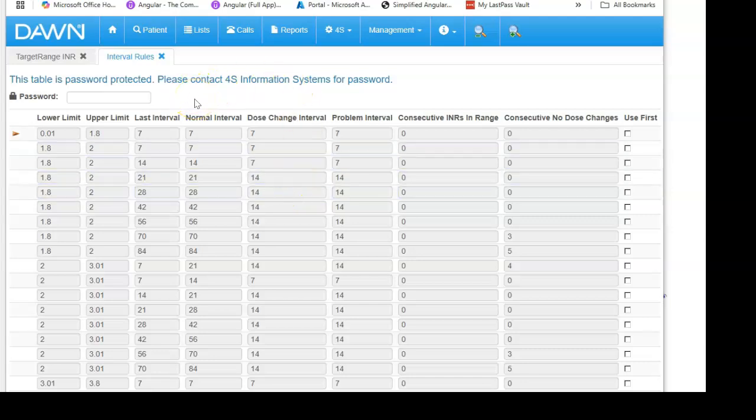I mention that because you may well have the settings that I'm showing you here. If you do, and you would like to tighten them up so that we always cut back if the INR is out of range, even if we don't dose change, let us know. That's something we can install very simply and easily with the script.